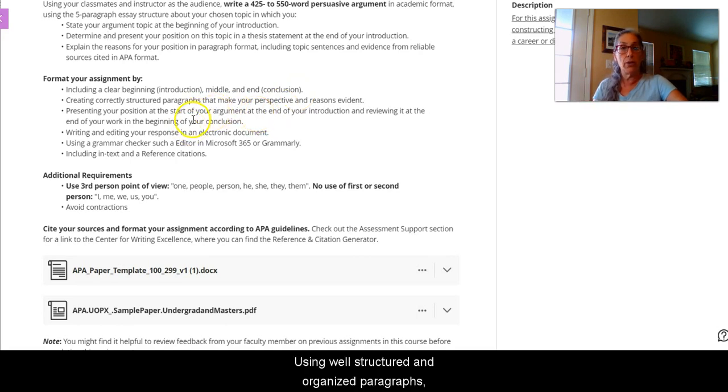Using well-structured and organized paragraphs, presenting your position, your thesis statement at the end of your introduction, and of course, writing and editing, grammar checking, and then making sure that you're including your in-text citations and your reference correctly.